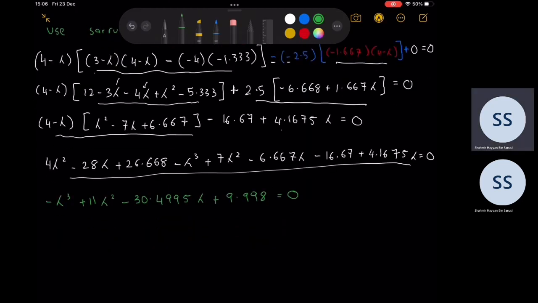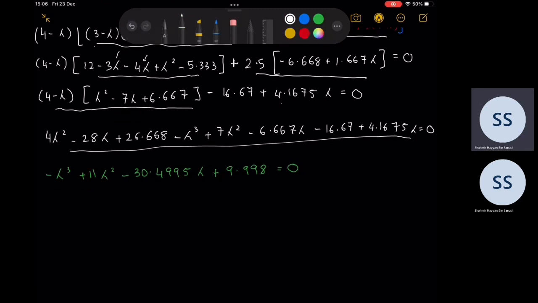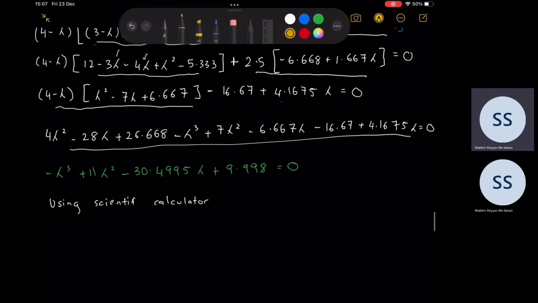So from here, how do you want to get the roots? Okay, you can Google. Basically, we can use our scientific calculator. Same goes for 2 degree of freedom. So using the scientific calculator, you will get 3 roots. Okay, but you need to remember, those roots will represent the lambda.